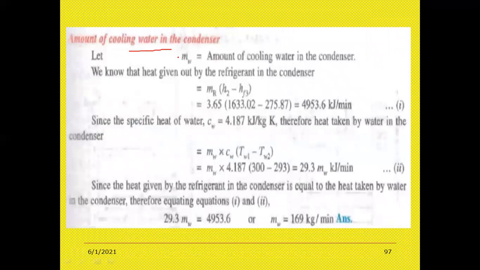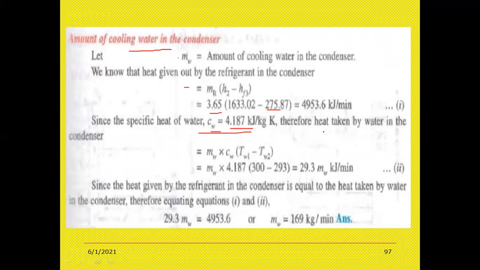So let M1 be a mass. We know that the heat taken by the refrigerant in the condenser is equal to MR into H2 minus HF3. So we know the value of MR, and H2 value 1633 minus 275.87. So upon substituting this, we got CW equal to 4.187.